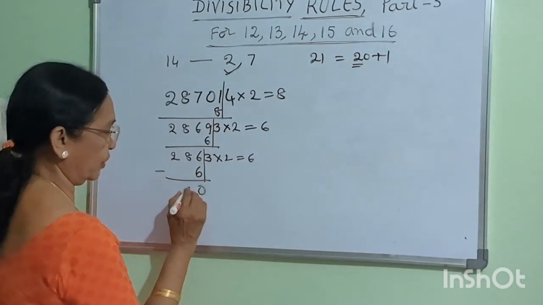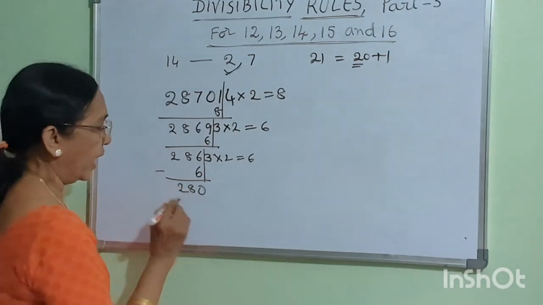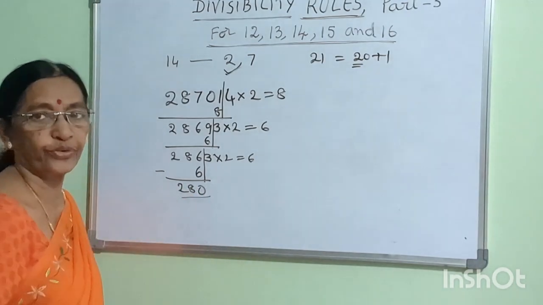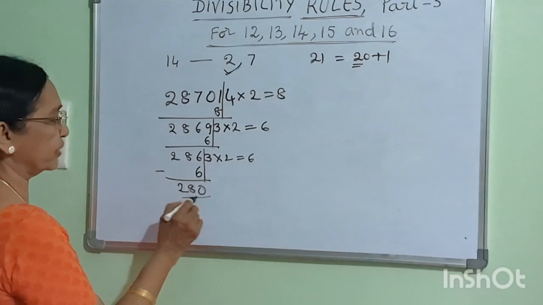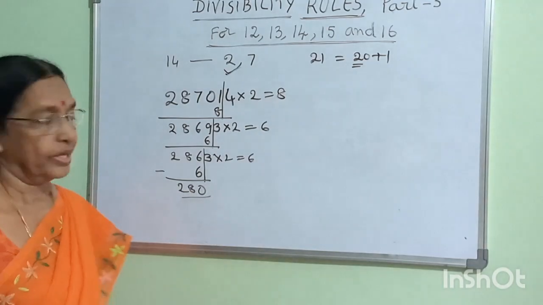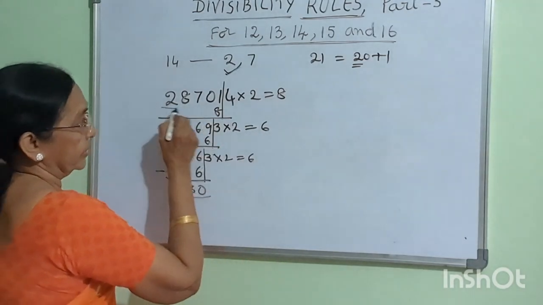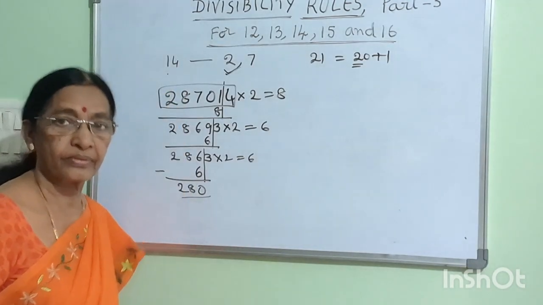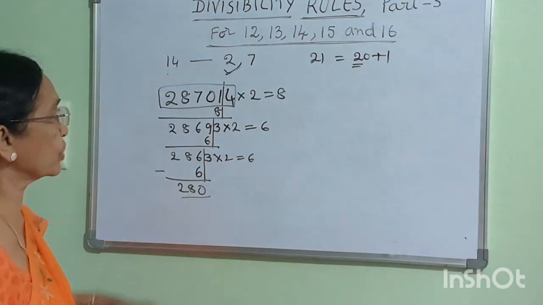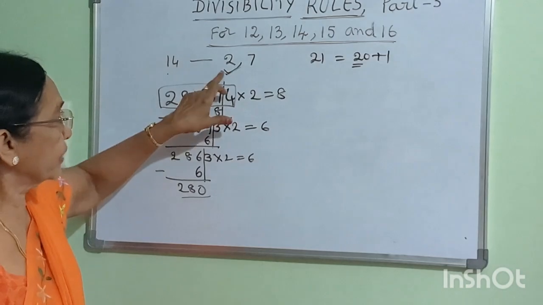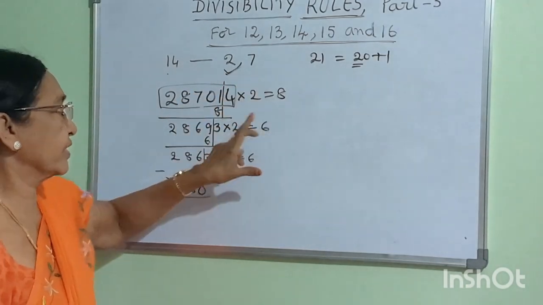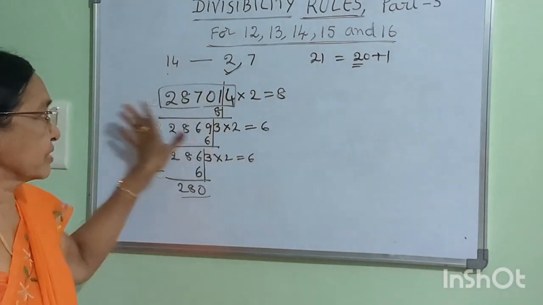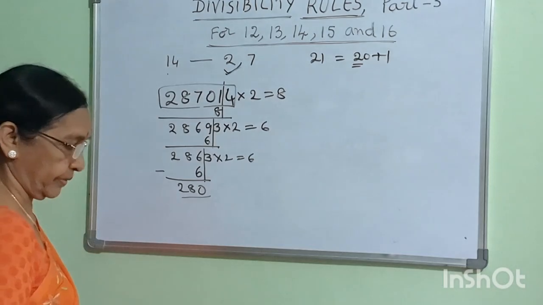This is equal to 0, 8, 2. And this is divisible by 14 because 14 twos are 28 and 0. Therefore, the whole number is divisible by 14. Thus, we have to use these rules: it must be divisible by 2 as well as 7. Then it is divisible by 14.